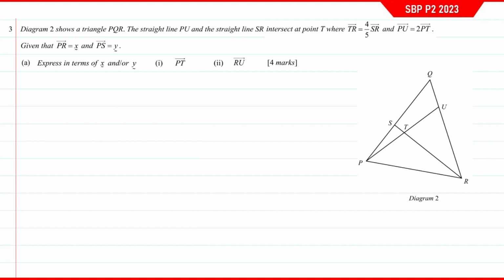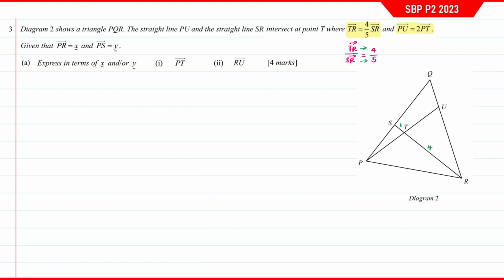Number 1, PT. So first, based on this information, here you can write this as TR over SR is equal to 4 over 5. Then from here, we know that the ratio of the TR is equal to 4 and the ratio SR is equal to 5. So the ratio ST will be equal to 1.